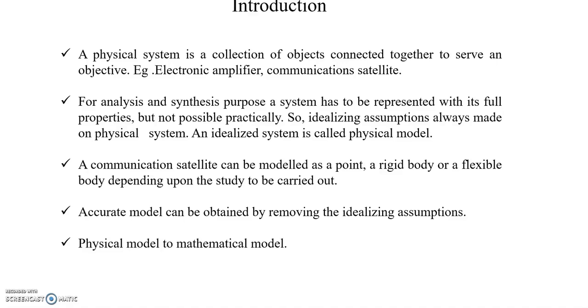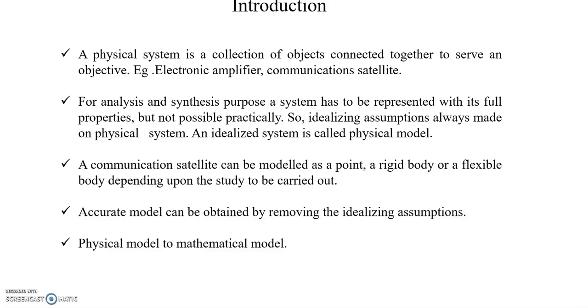Introduction. A physical system is a collection of objects connected together to serve an objective. Example: electronic amplifier, communication satellite. For analysis and synthesis purposes, a system has to be represented with its full properties, but this is not practically possible. So, idealizing assumptions are always made on a physical system. An idealized system is called a physical model. So a communication satellite can be modeled as a point, a rigid body or a flexible body depending upon the study to be carried out.